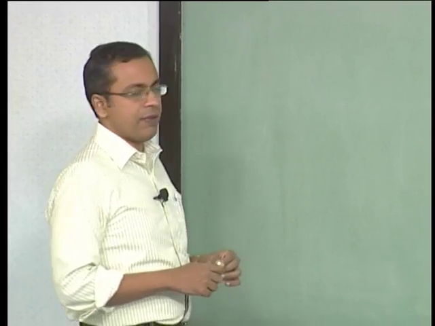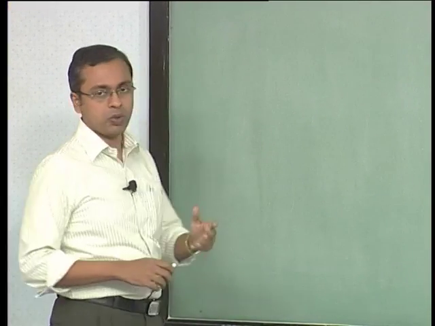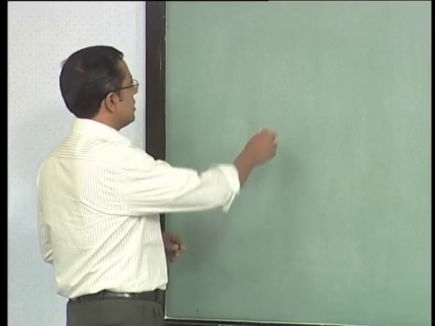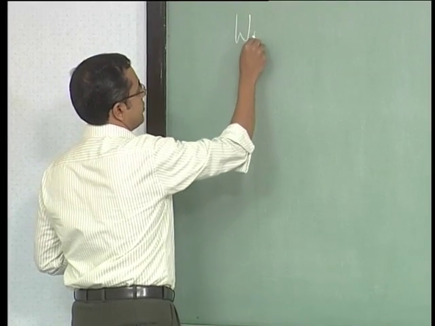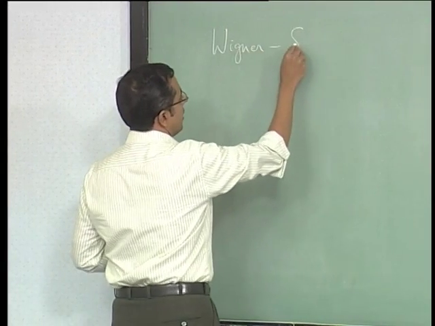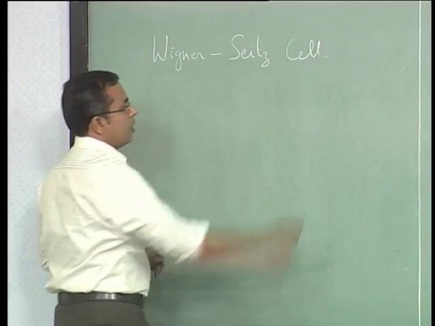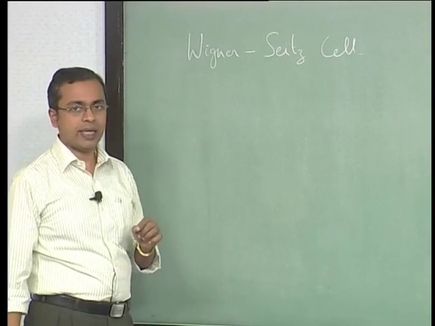Now today we will introduce a concept, we will introduce a few concepts, a couple of different concepts, and 2 or 3 terms we will look at. The first is something called a Wigner Seitz cell. A Wigner Seitz cell. Okay.